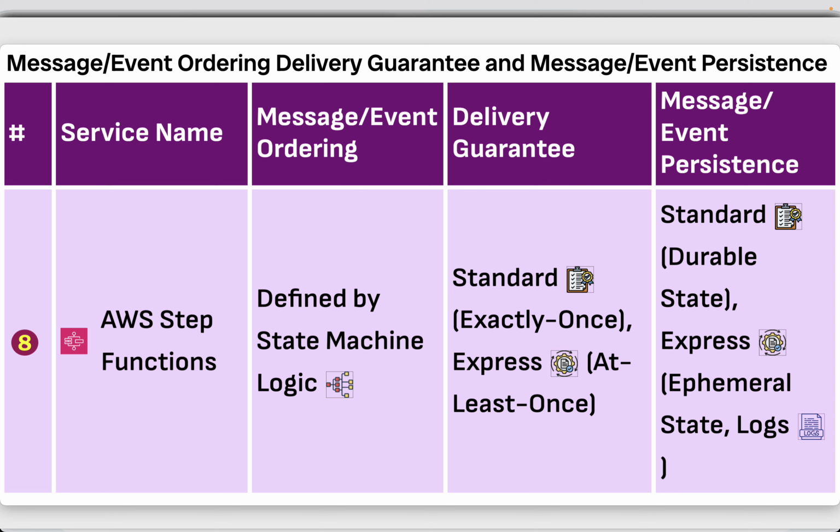Next, AWS Step Functions. Ordering is defined by the state machine logic. Delivery guarantee is exactly once for standard workflows, at least once for Express. Persistence is durable state for standard workflows, ephemeral state for Express. Logs provide the audit trail. Standard workflows provide exactly once execution of each state.